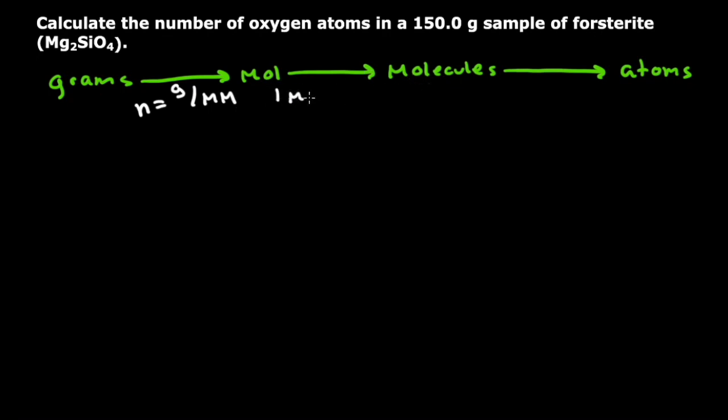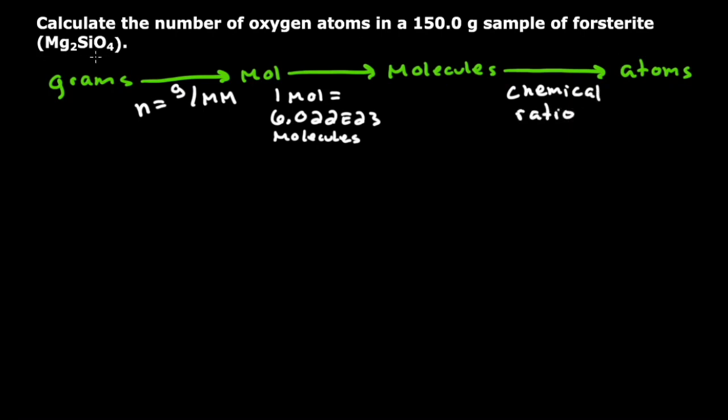And that says that every 1 mole is going to be equal to 6.022 times 10 to the 23rd power. And this will be molecules. So I'm going to write molecules here. And then we can go from molecules to atoms by using the chemical ratio. And we get the chemical ratio from this chemical formula right in here.